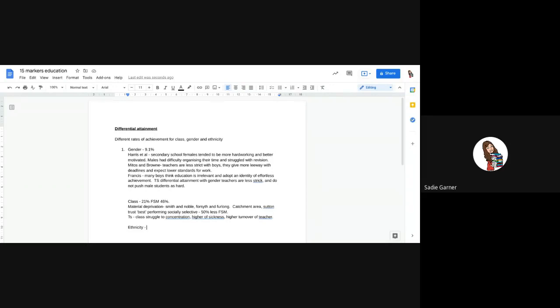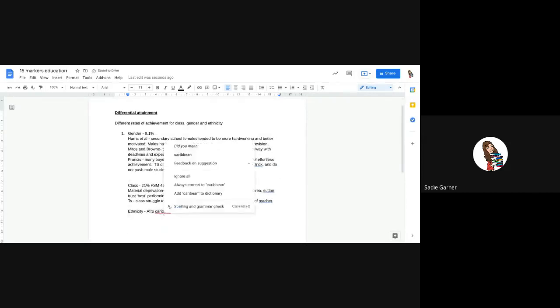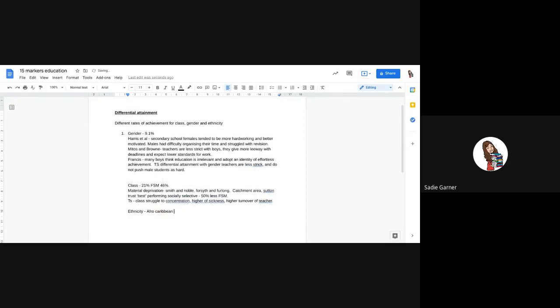Ooh, I might need to double check that one for our Afro-Caribbean. I think the stats I've got in front of me are slightly old. But Afro-Caribbean rates of attainment, and I would put Gilbourne: Black males are seen as a threat and disruptive. They are 3 times more likely to be excluded.